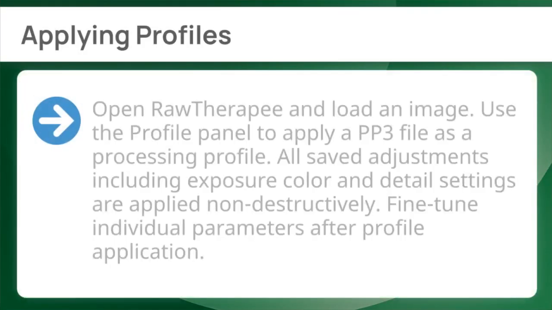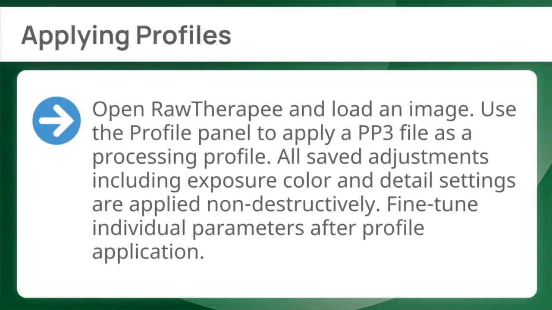First, applying profiles. Open RawTherapee and load an image. Use the Profile panel to apply a PP3 file as a processing profile. All saved adjustments, including exposure, color, and detail settings, are applied non-destructively. Fine-tune individual parameters after profile application.